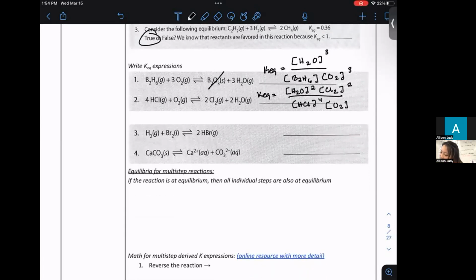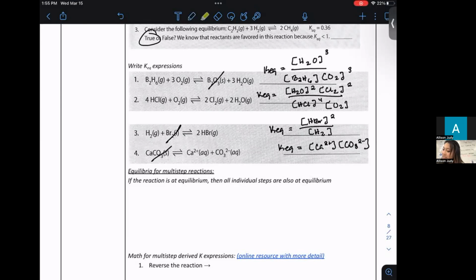Next one. KEQ is equal to HBr squared all over, we will not include the liquid bromine because it's a liquid, but we will include the H2 gas. KEQ is equal to, oh my goodness, the reactant is solid. So all we have is product, calcium 2 plus and carbonate 2 minus.